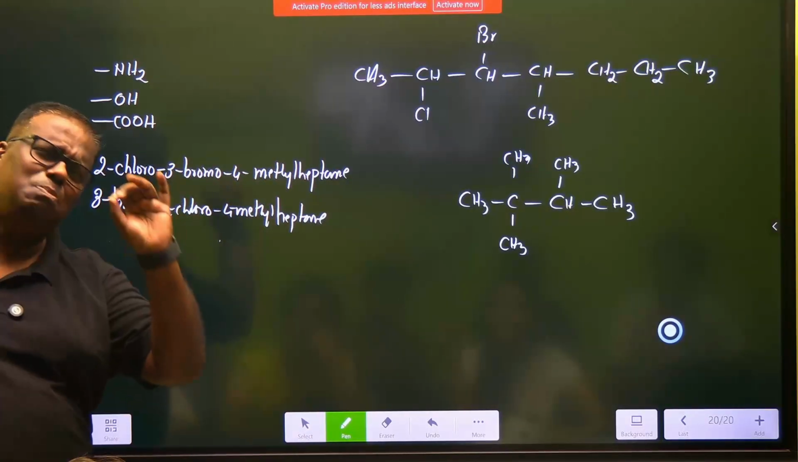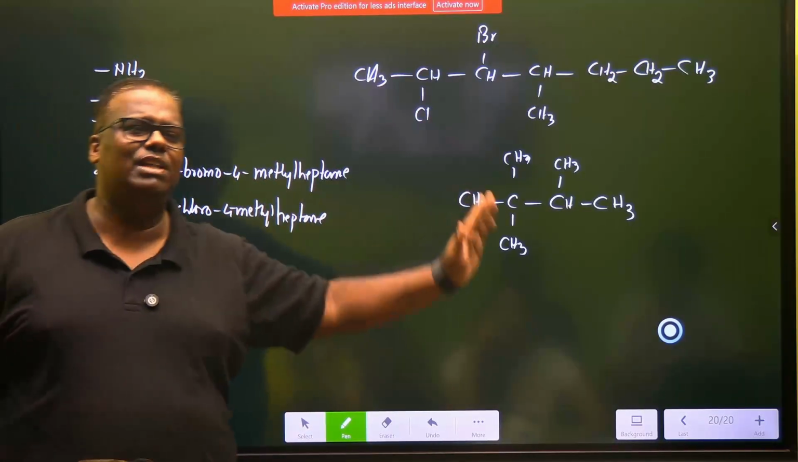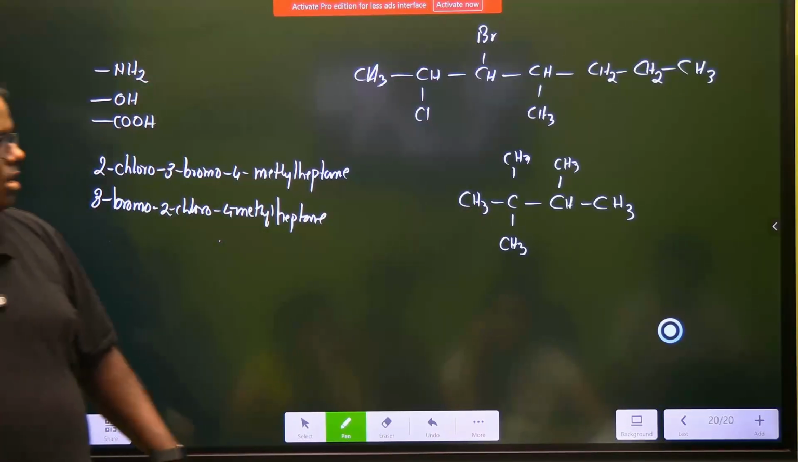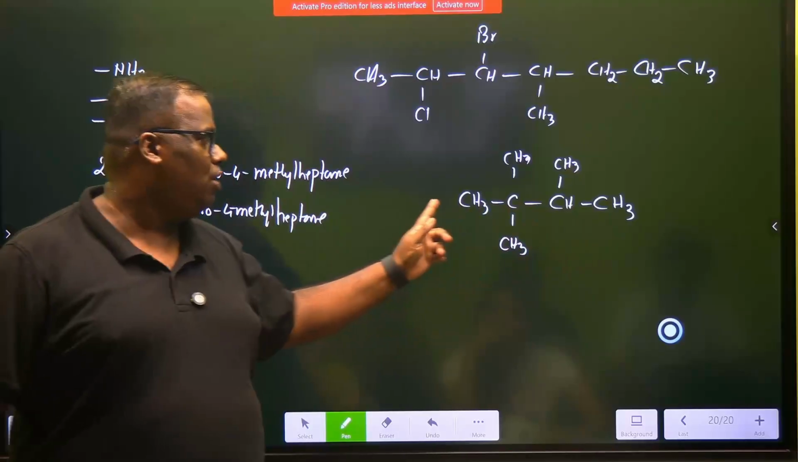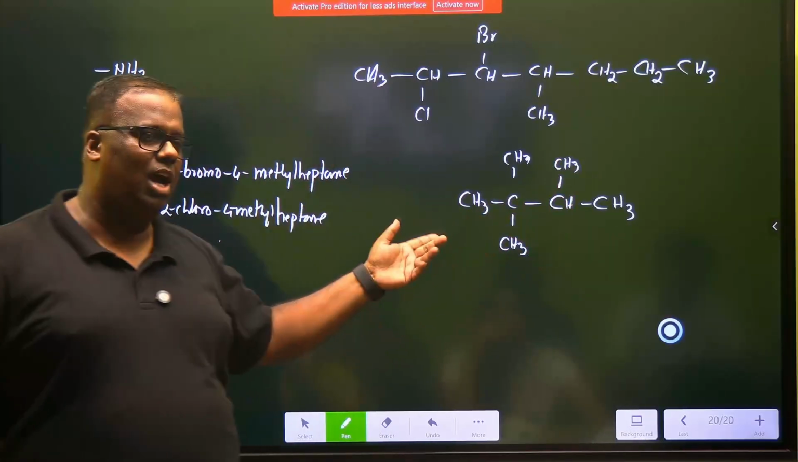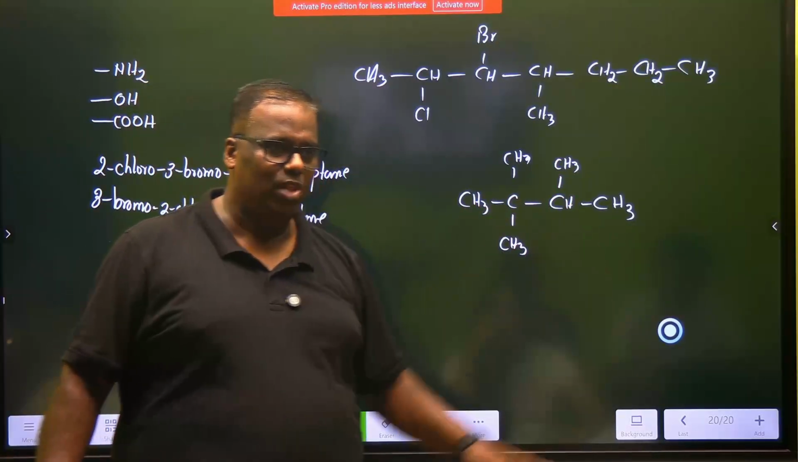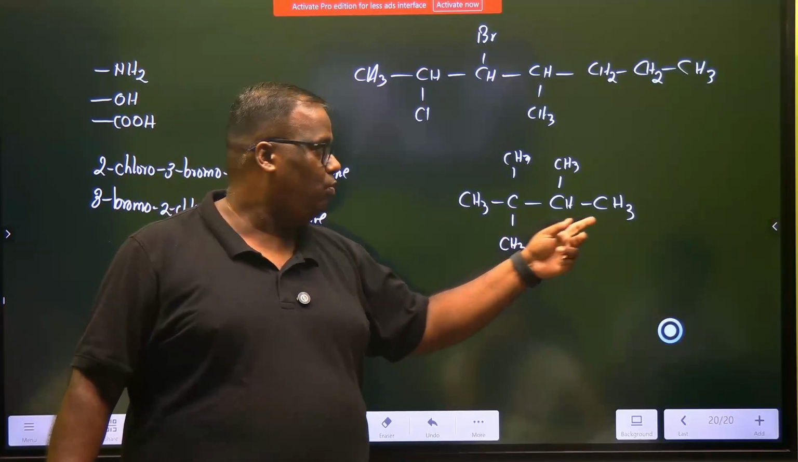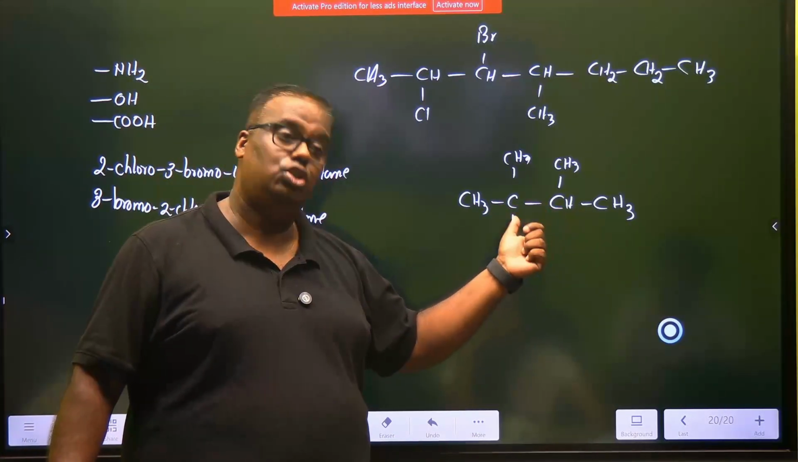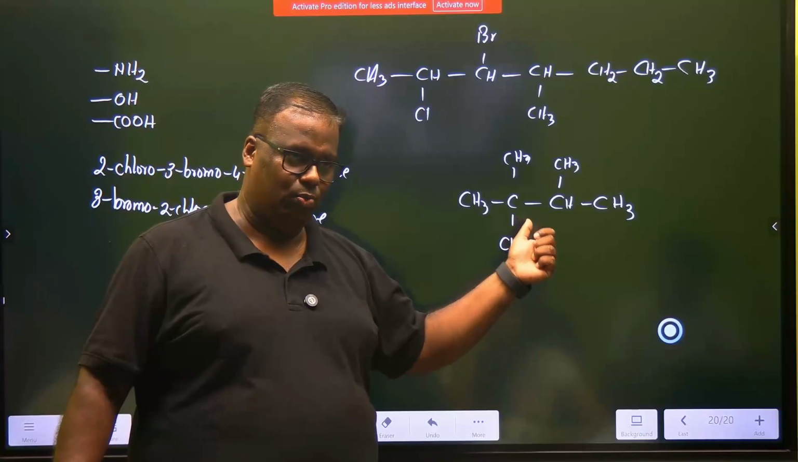Go by the simple method. First, identify the longest chain. The longest chain is 4, but 4 can go this way, 4 can go this way, 4 can go here, 4 can go here. Either way, this and this are the same, 4. If you go this way, 4, then it is 1, 2. If you go here, it is 1, 2. Which one will you select?